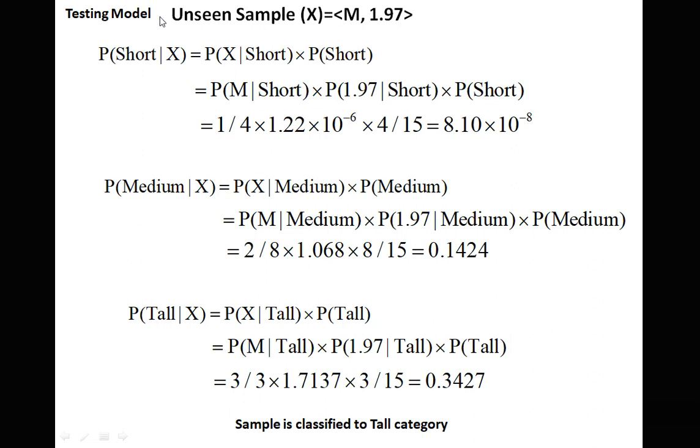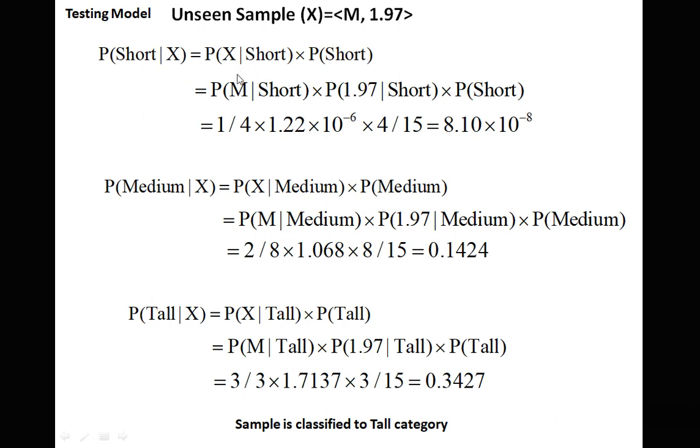Now test the model. Now the unseen sample is given, male and 1.97. We check whether it belongs to the short, medium, or tall category. So the formula for short given x is equal to probability of x given short into probability of short. This is our prior probability and this is the likelihood.